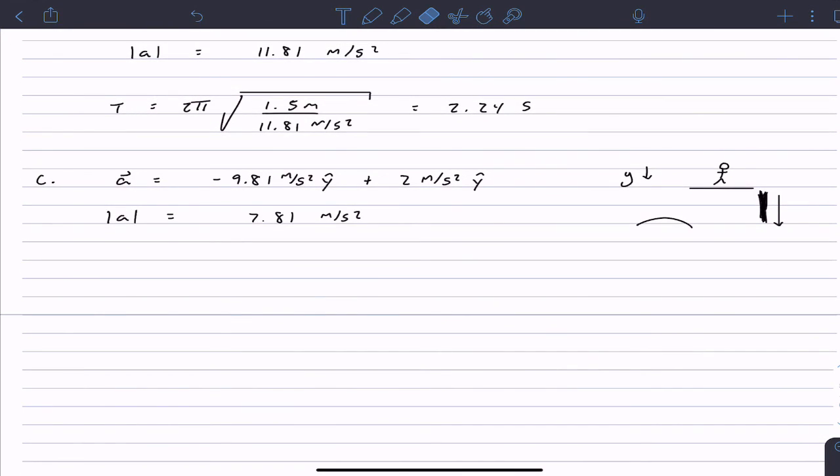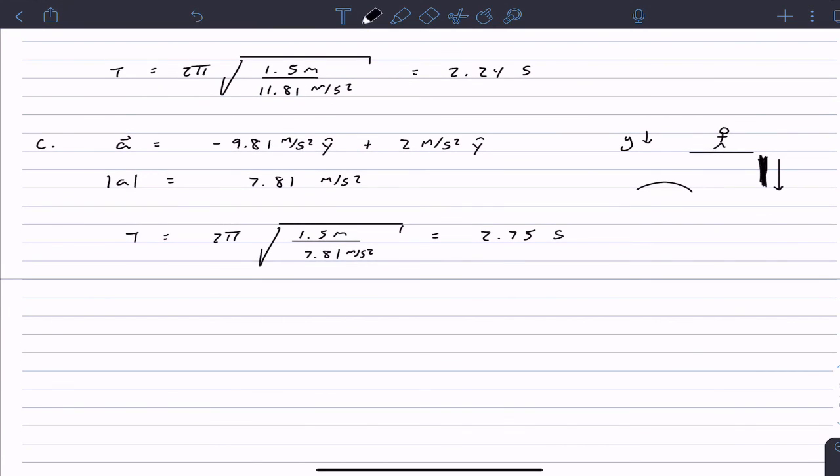Okay, and so we plug that in. 1.5 meters, that's the length of the pendulum, over 7.81 meters per second squared. This gives us units of seconds, and it's 2.75 seconds. That's the period. Okay, next part.